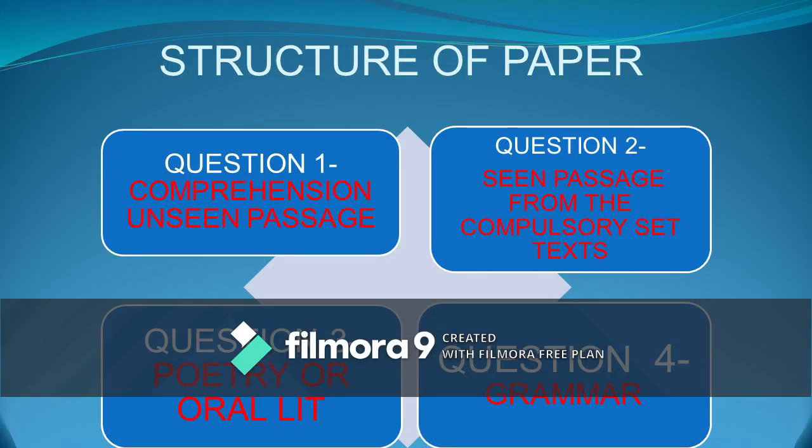Question 2: a seen passage. This is a passage from one of the 2 compulsory science texts. The 3rd question normally tests poetry or oral literature. And the 4th question tests grammar. So therefore, a candidate preparing for English has to thoroughly prepare in these 4 questions.